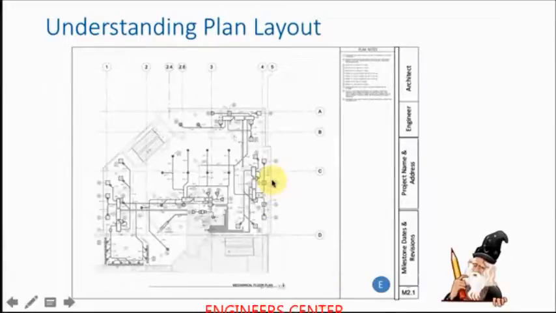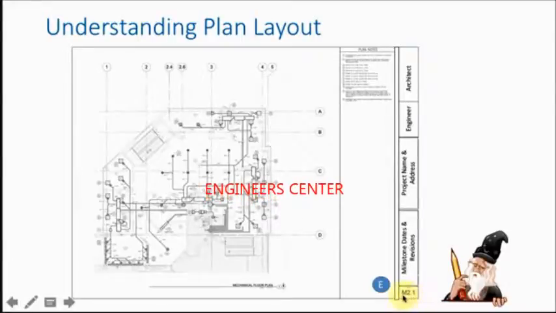Now, in a typical mechanical drawing, you'll probably have the architect or the owner's name up in the top right, followed by the engineer, the person who designed the actual mechanical system. You'll have the project name and address. And over here could be some dates, milestone dates, like when it was submitted for plan check and permit, revisions, and then down in the right corner should be the drawing number.